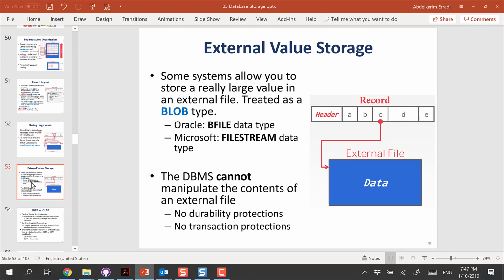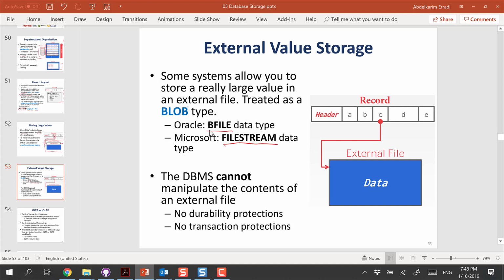Now, another thing to keep in mind, some databases allow you to store large objects outside the database. So in SQL Server, this is something called FILESTREAM, and in Oracle, this is called BFILE. So what this means, the actual data will be stored outside the database in a file system. And what we have in the database is just a link to that file.